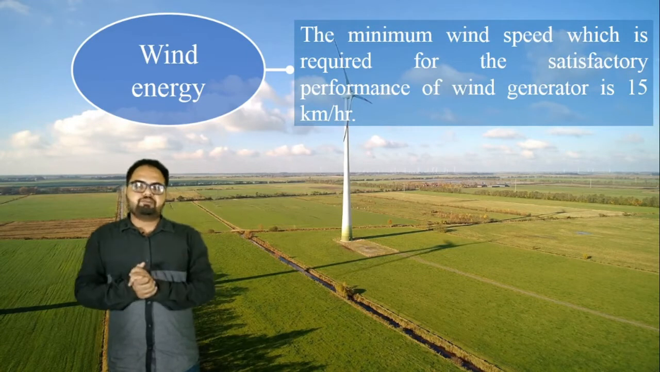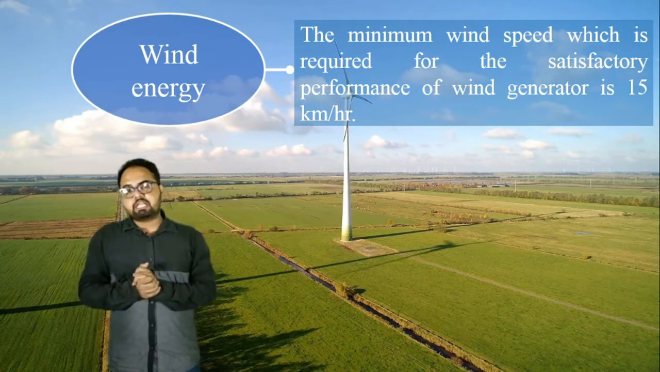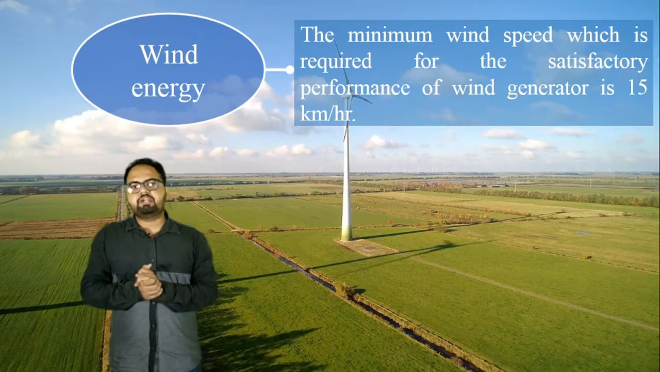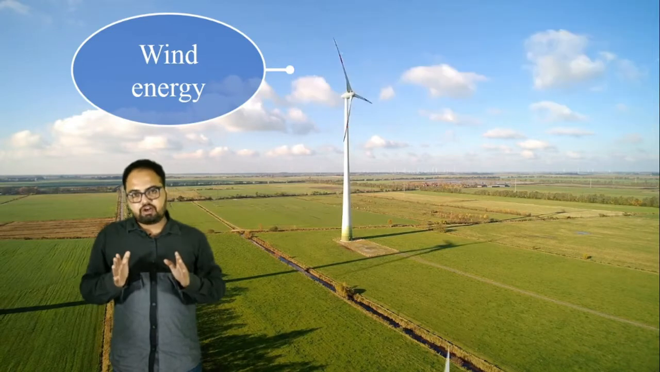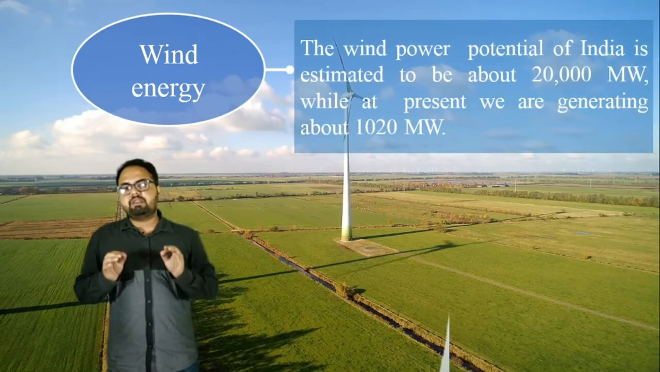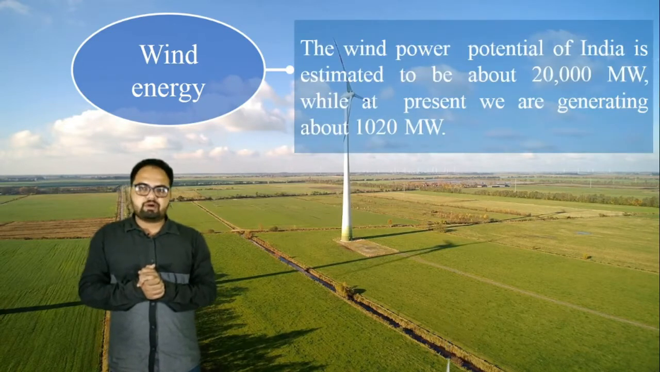Now, the place where we can install this kind of windmill: the minimum wind speed required for satisfactory performance of the wind generator is 15 km per hour. At least a wind velocity of 15 km per hour is required at that particular location.